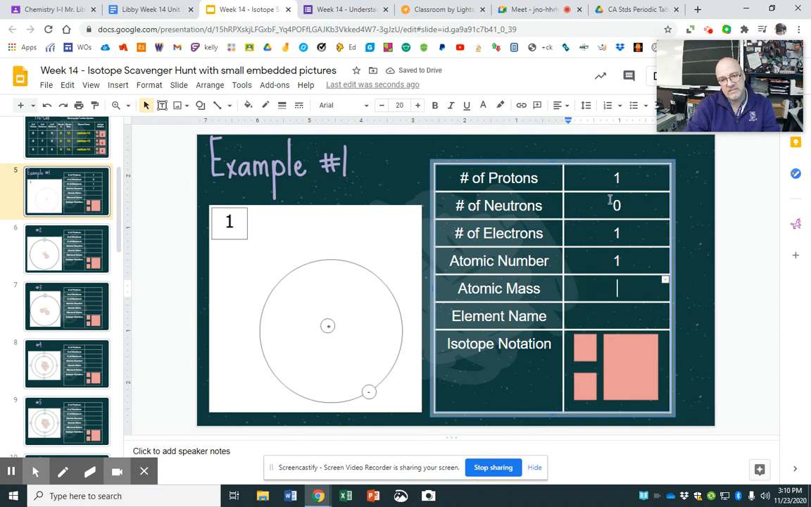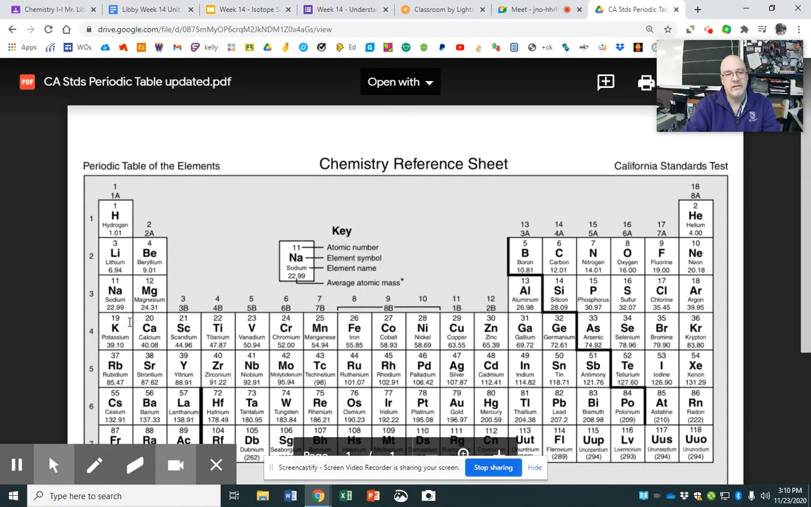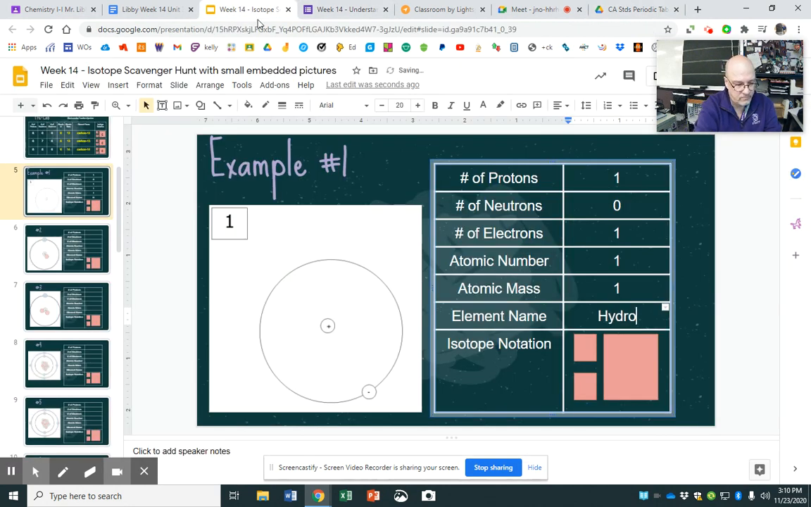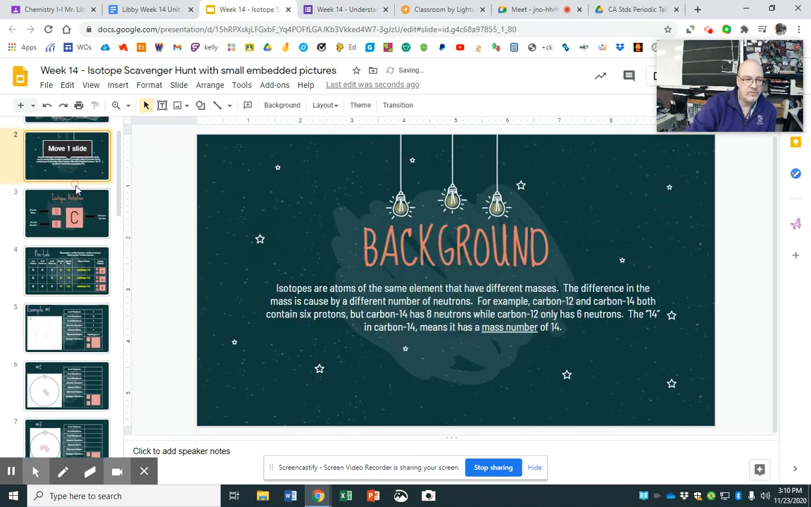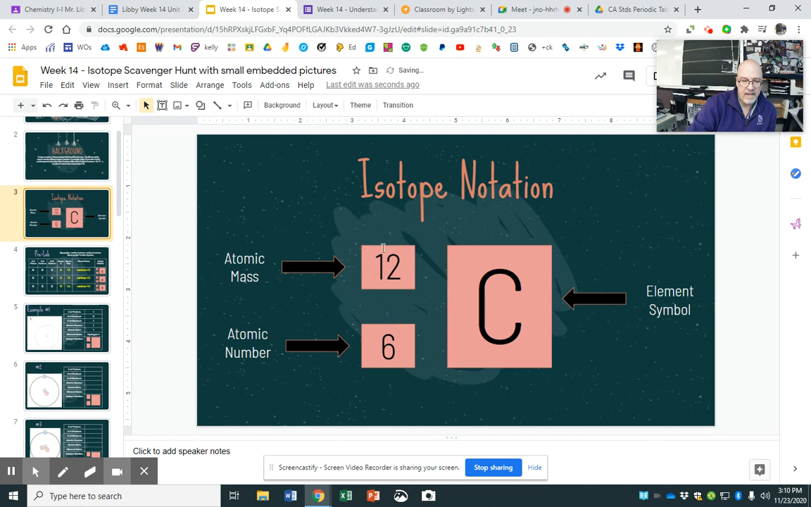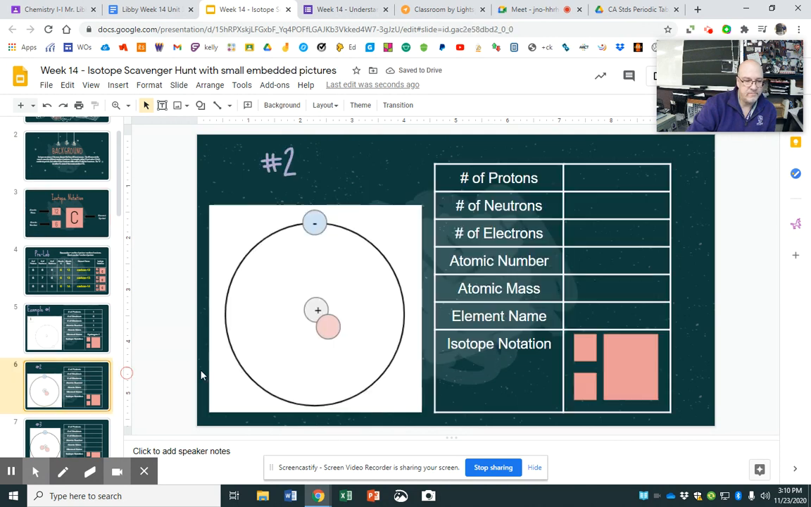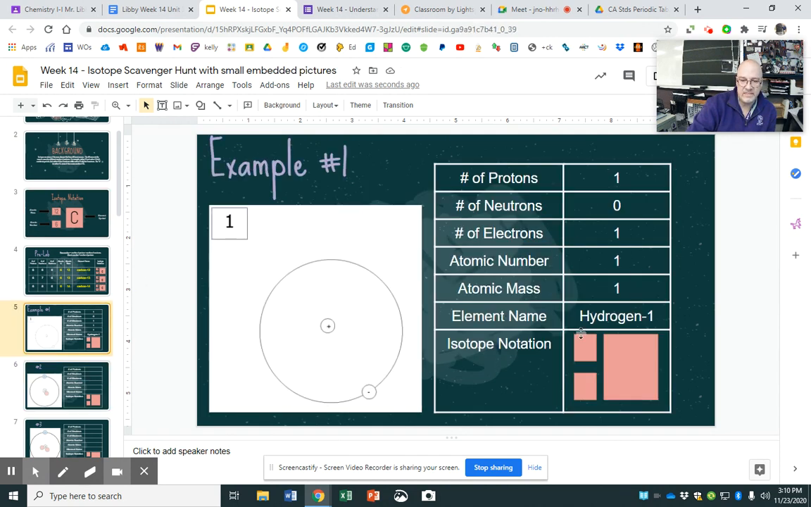The atomic mass is 1 plus 0, which is 1. And the element name for number 1 up here, number 1 is hydrogen. So we're going to call it hydrogen. Hydrogen 1. Isotope notation. Again, we've got to go back to mass on top, number on the bottom, symbol. So mass on top, mass is 1. Number on the bottom is 1, and H goes there.